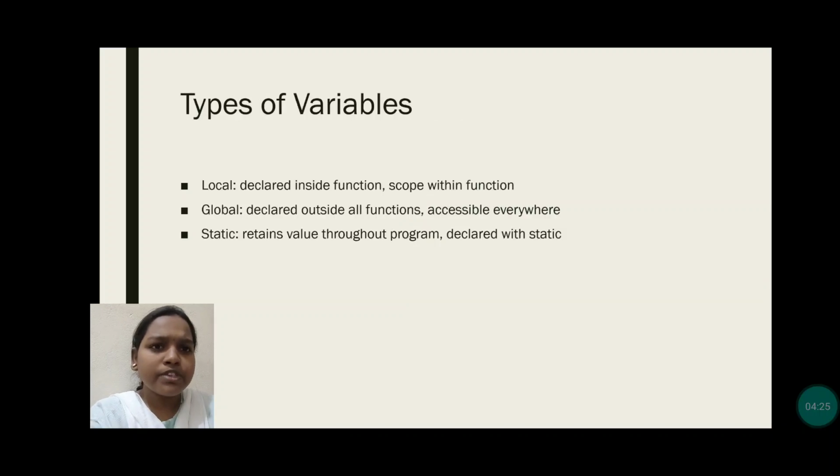Next one is types of variables. Variables are classified into three main types: local variables, global variables and static variables. Local variables are declared inside a function and their scope is within the function. Global variables are declared outside all functions and accessible everywhere, which means they can be accessed throughout the program. And static variables retain their value throughout the program and are declared with static.